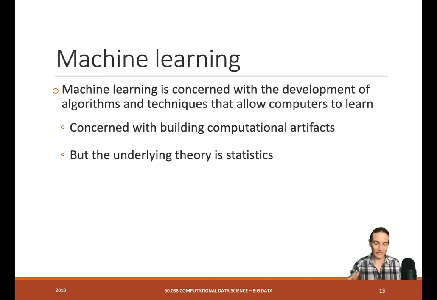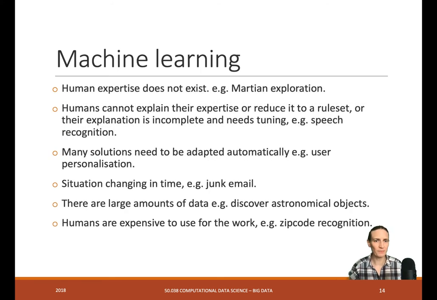Okay, we have a data set. We don't know anything about the data. Machine learning algorithms will find patterns and then use that to make predictions on new data. Okay. Why do we need machine learning? Sometimes we simply don't have the human expertise. Okay.